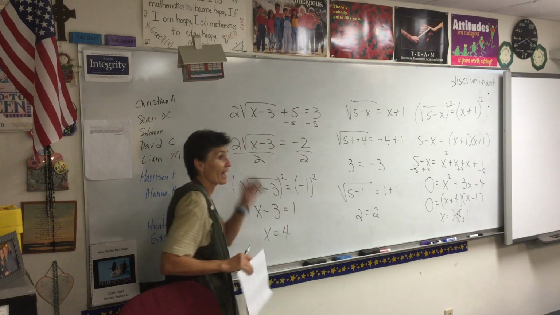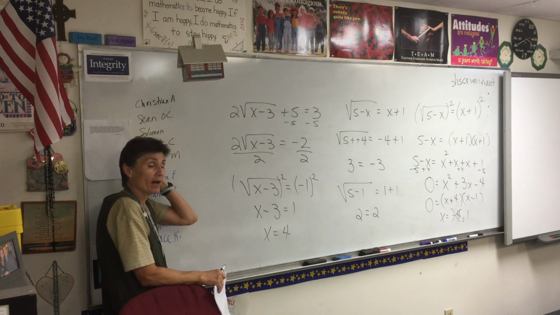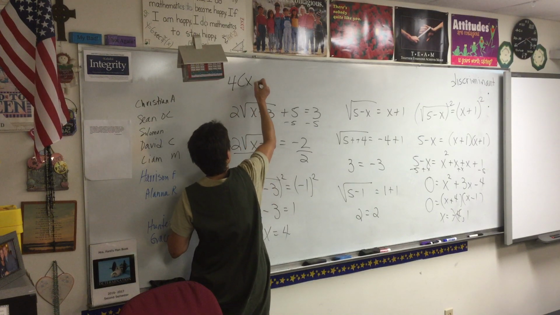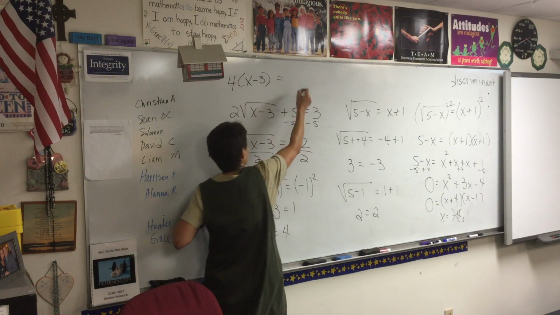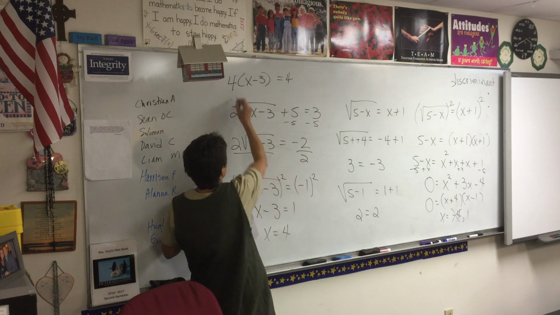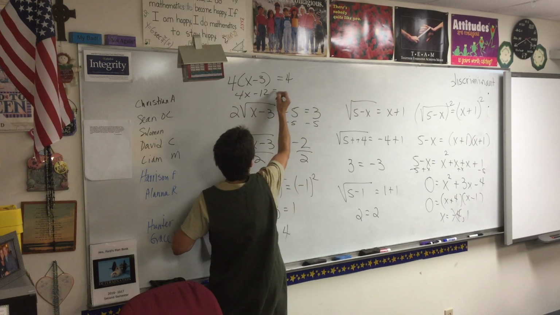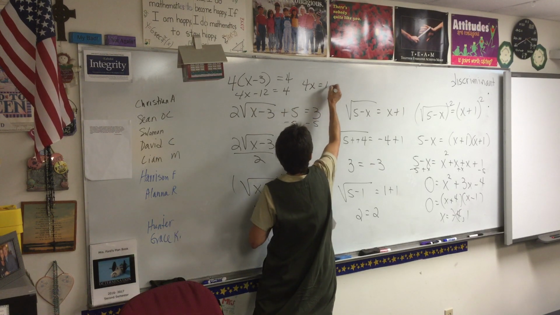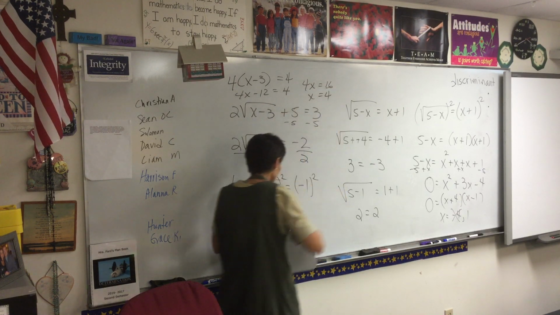We've got to subtract that 5. So if we did divide by 2 at first, that makes it divided, you square and get 4 times x minus 3 equals 4, right? So 4x minus 12 equals 4. I mean, either way though. 4x equals 16 and x equals 4. You get the same answer.